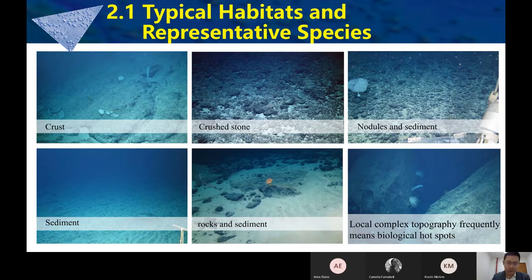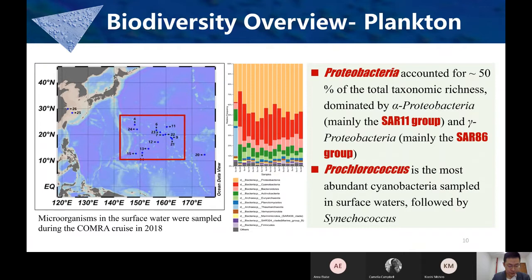For the surface, the predominant bacteria are the SAR11 group and SAR86 group, which belong to the Proteobacteria. And Prochlorococcus is the most abundant cyanobacterium in the surface water.